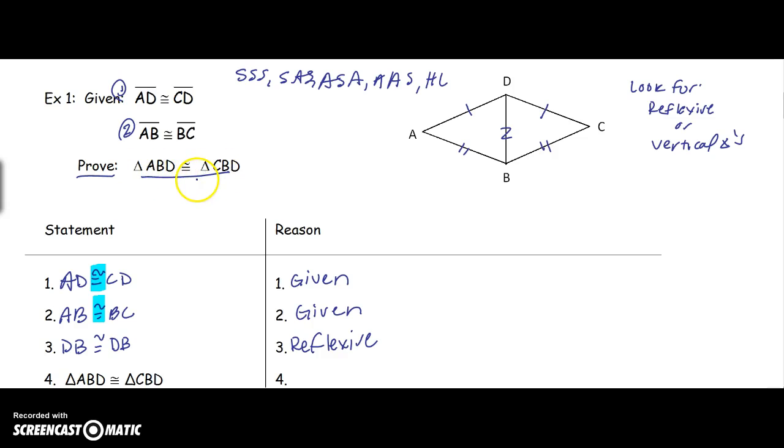So you would copy down this congruency statement, triangle ABD is congruent to triangle CBD, and we can say that the triangles are congruent by, let's see, we always look at just one triangle. So we're just going to look at this one here, and we're going to see what we had marked. We marked a side, we marked a side, and we marked a side. So side, side, side.